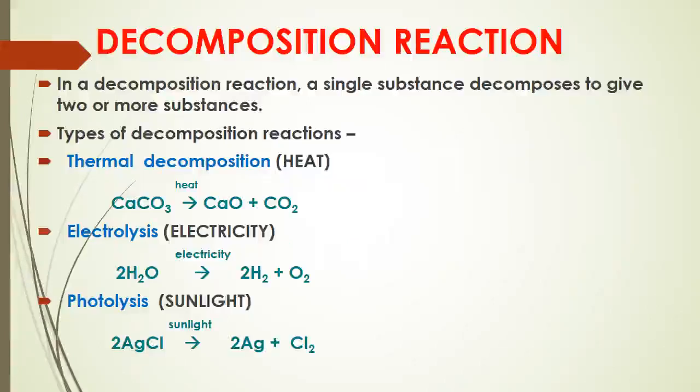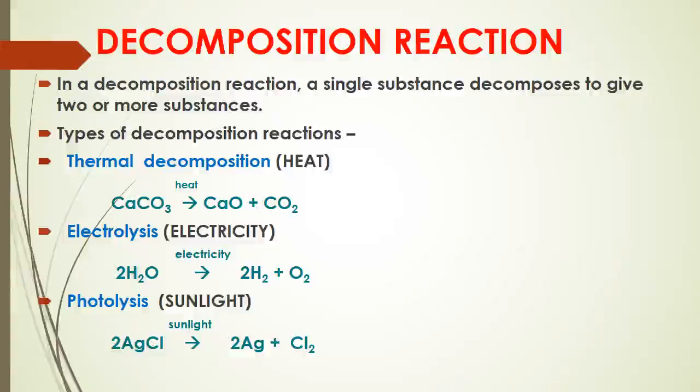Decomposition reaction. In a decomposition reaction, a single substance decomposes to give 2 or more substances. AB decomposes in the presence of either heat, electricity, or sunlight and is converted into 2 or more substances, that is A plus B. Types of decomposition reaction: thermal decomposition in the presence of heat. Example, calcium carbonate when heated decomposes into calcium oxide and carbon dioxide gas.